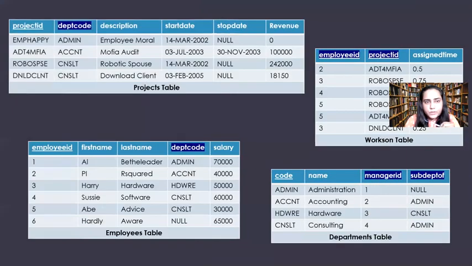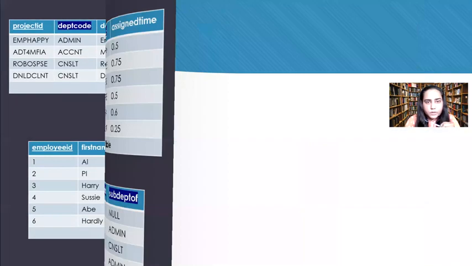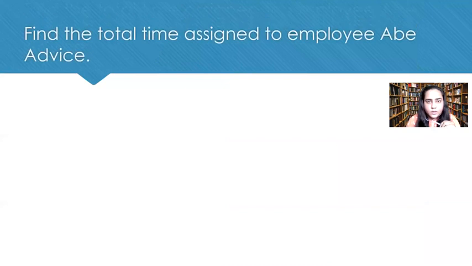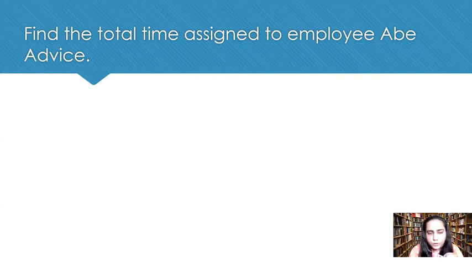Let's now proceed to our next query. This is find the total time assigned to employee Abe Advice. So whenever it says total time or average time, that is where you are going to start to use the aggregate functions. So this is that type of a question where you will be using an aggregate function.